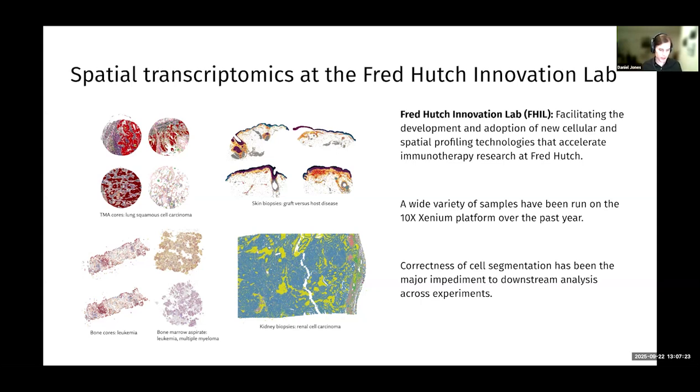And so early on looking at this data, it was really exciting, but the thing that frustrated us most about it is that cell segmentation error seemed to introduce a lot of complexity and complication into the data. So I started to try to think about how we might improve cell segmentation in this data a little bit.